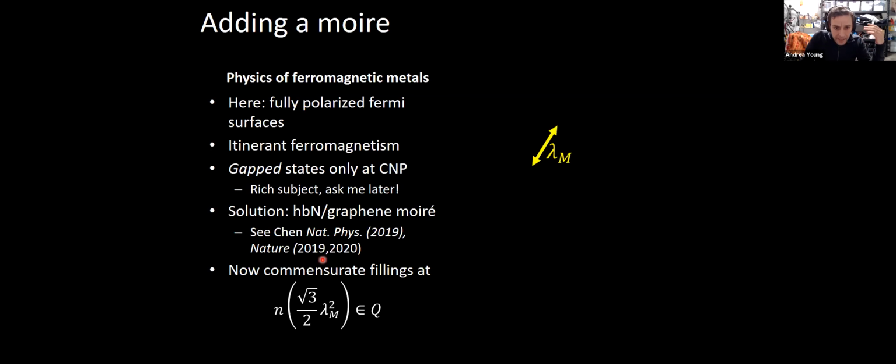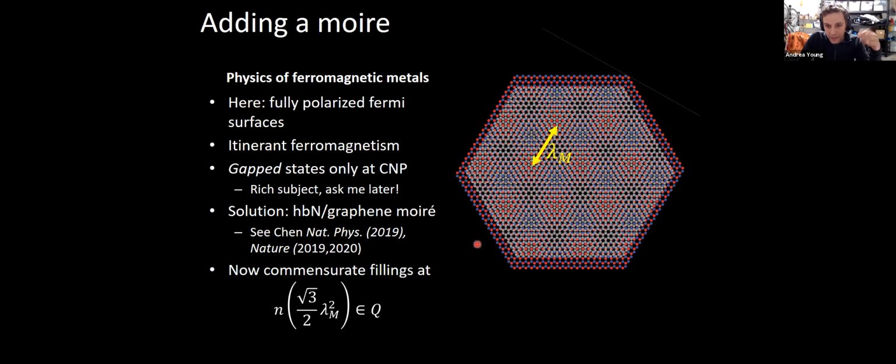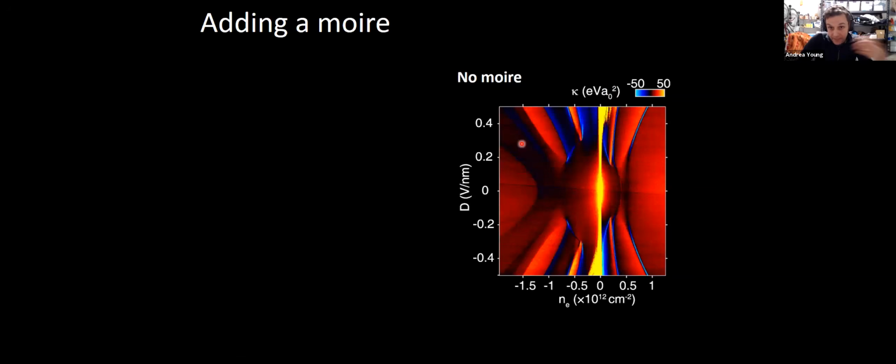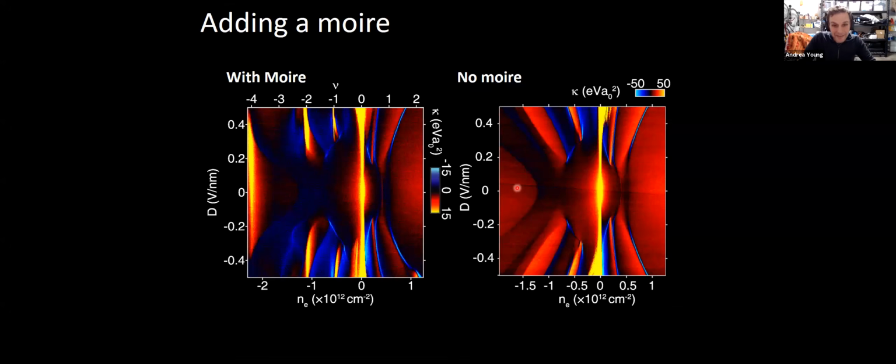So now, the basic picture is that when you align a hexagonal boron nitride and graphene, you generate a moire pattern of wavelength around 15 nanometers, and now you have many commensurate fillings. Anytime your density is some rational number multiplied by the number of electrons to fill a single moire unit cell, you in principle can get a gap state once you have electron-electron interactions. So we can try to understand the basic physics by just comparing our no moire sample, which is already rather complicated, with a moire sample, which is extremely complicated. There's lots of stuff going on here.